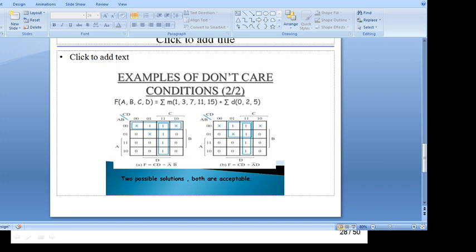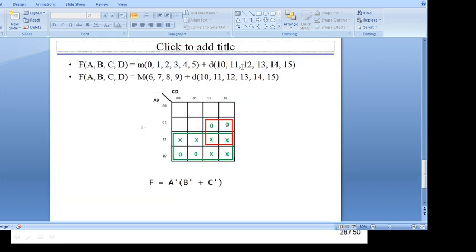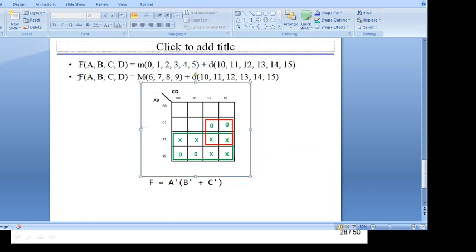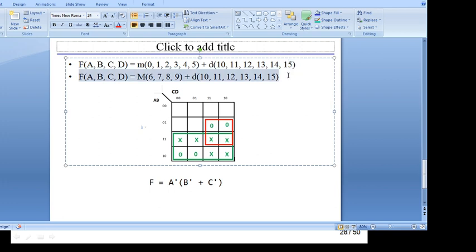Okay, now next, in case of POS, suppose you are given an expression in SOP form, and you have to convert it into POS form. How will you convert? You know the remaining terms which are not min terms are max terms. So these are the max terms, M 6, 7, 8, 9, and the don't cares are the same. And suppose you are given this question directly. Okay, how to convert from SOP to POS? You can do this. For the remaining terms, just write down M, and you know in case of max term, write down 0.